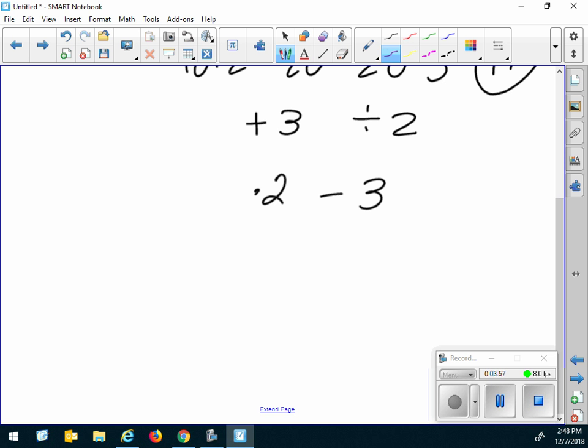Okay, so the first time you went this way, you added 3, then you divided by 2. But when we undid it, what did we undo first? We undid the last thing first. And how do you undo dividing? By multiplying. And how do you undo adding? By subtracting. So when we did this, we undid this.